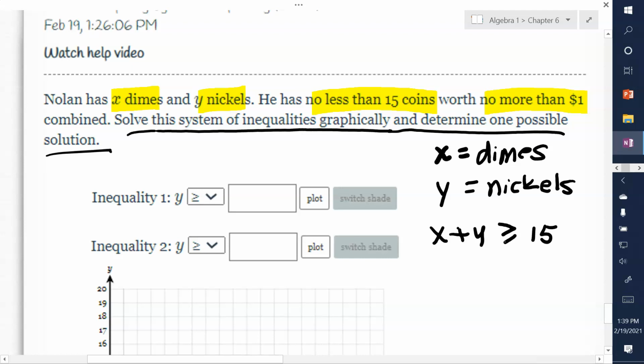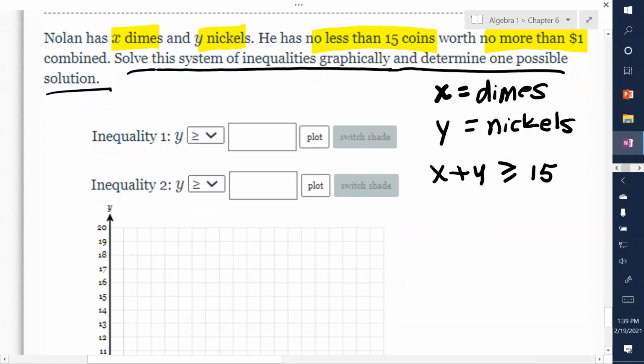And then I want to put this in slope-intercept form for graphing. So I'm going to go ahead and subtract x from both sides. So I get y is greater than or equal to negative x plus 15. That's going to be my first inequality. When I go to Delta Math, I'm going to put it like that.